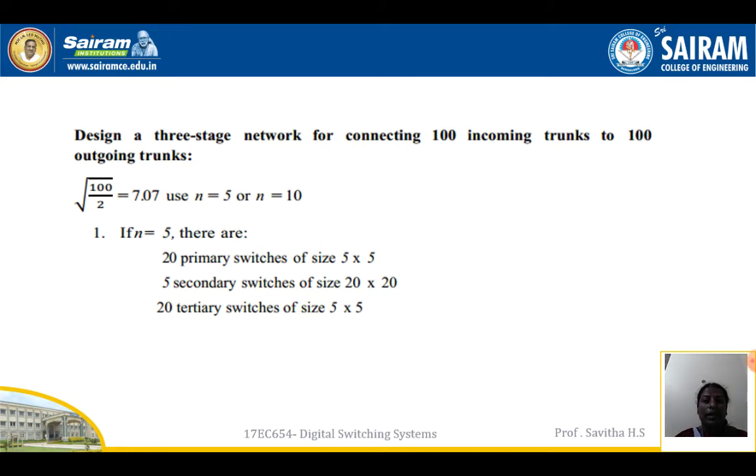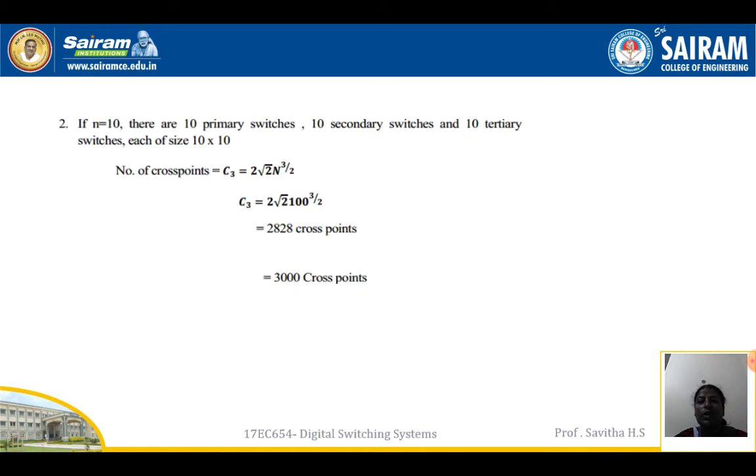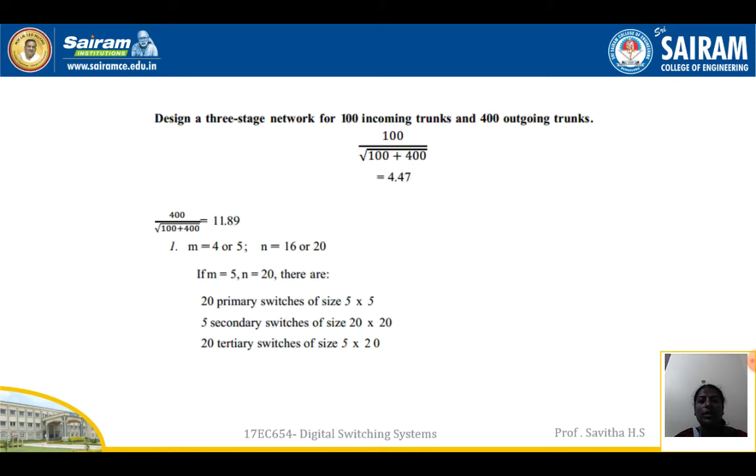Design a three-stage network for connecting 100 incoming trunks to 100 outgoing trunks. That is, square root of 100 by 2 is equal to 7.07. Use n is equal to 5 or n is equal to 10. If n is equal to 5, there are 20 primary switches of size 5 into 5, 5 secondary switches of size 20 into 20, and 20 tertiary switches of size 5 into 5. If n is equal to 10, there are 10 primary switches, 10 secondary switches and 10 tertiary switches, each of size 10 into 10. Therefore, the number of cross points C3 is equal to 2 into square root of 2 n to the power 3 by 2. C3 is equal to 2 into square root of 2, 100 to the power of 3 by 2. So, we'll get 2028 cross points. So, approximately we'll take it as 3000 cross points.